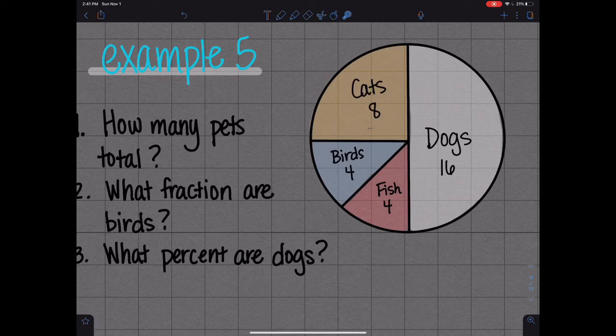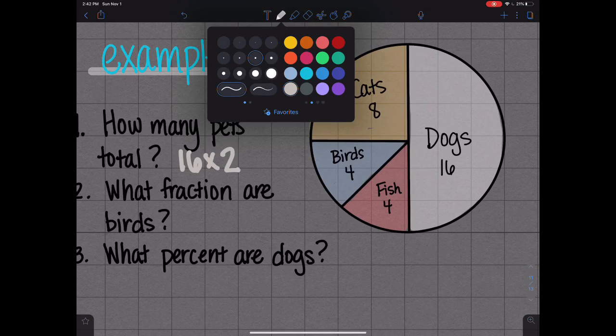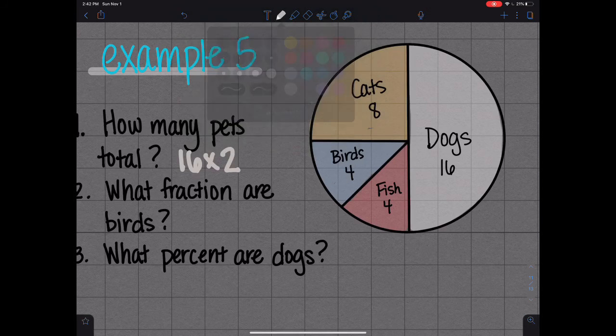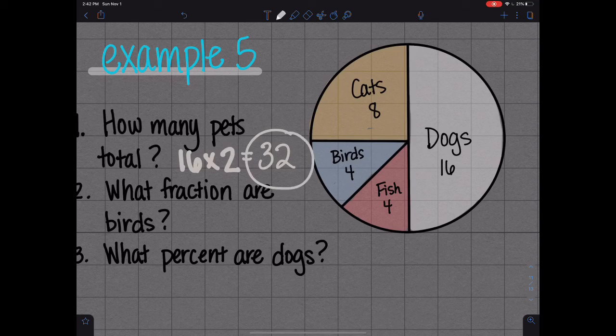So basically what we do is we look at these numbers. Even if they had only given us one number, you could figure out all of these other numbers because you would say, well, this is half the total. So we don't even need these numbers. So if we have the number of dogs and it's 16, then we know that 16 takes up half of the total number of pets. Then the total number is going to be 16 times 2. What is 16 times 2? It's going to be 32. So there are 32 total pets.